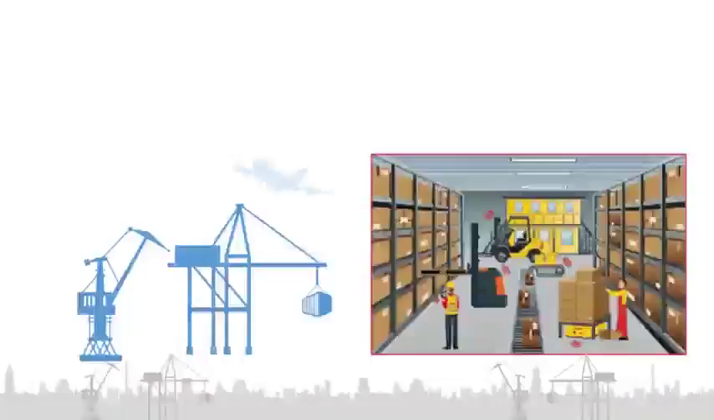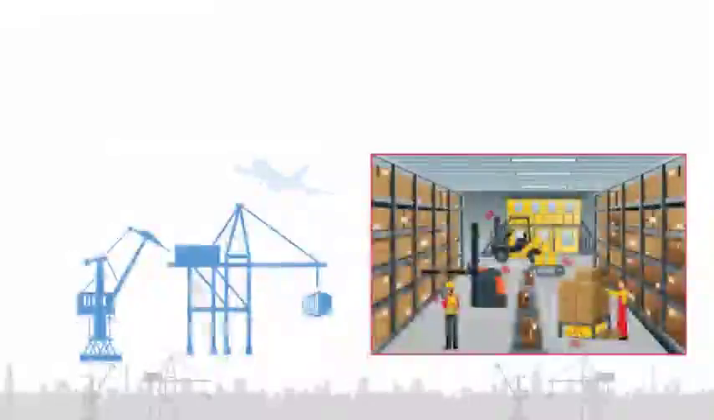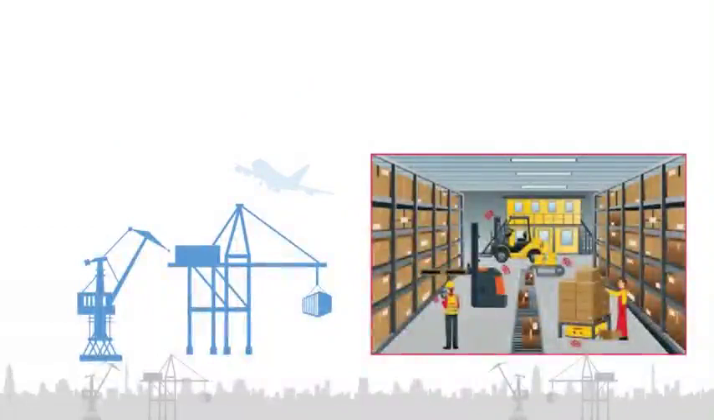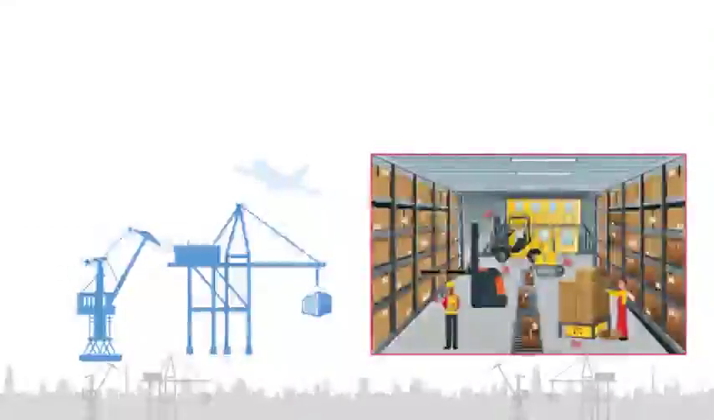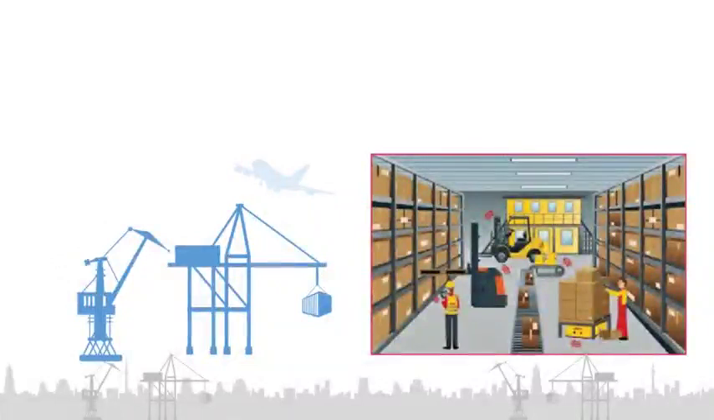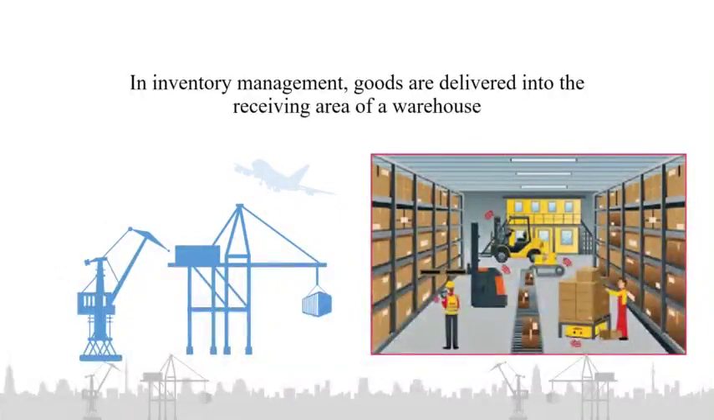Inventory management uses a variety of data. This data includes lot numbers and serial numbers, cost of goods, quantity of goods, and the dates when they move through the process. The point of this process is preparation to deliver into the receiving area of a warehouse.